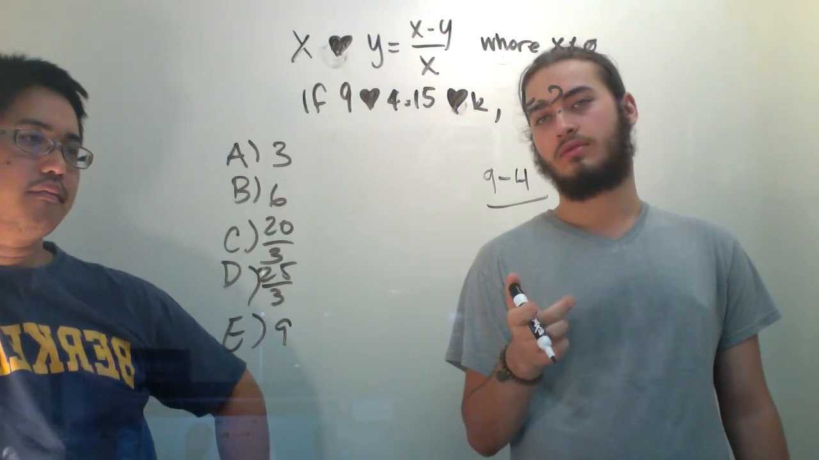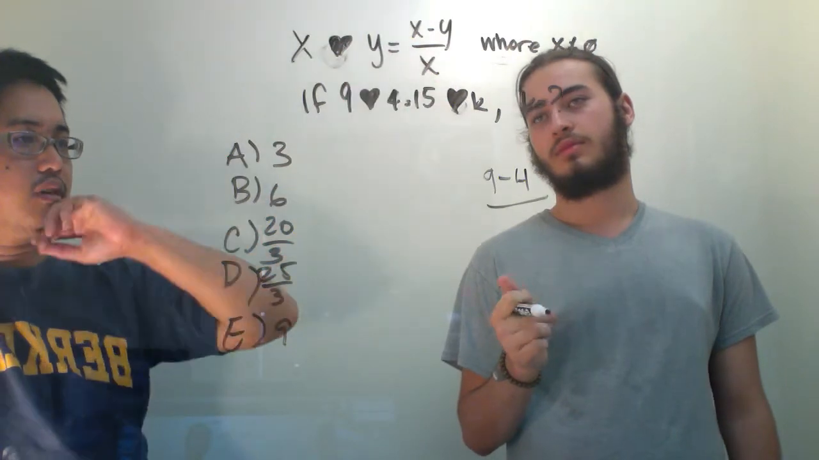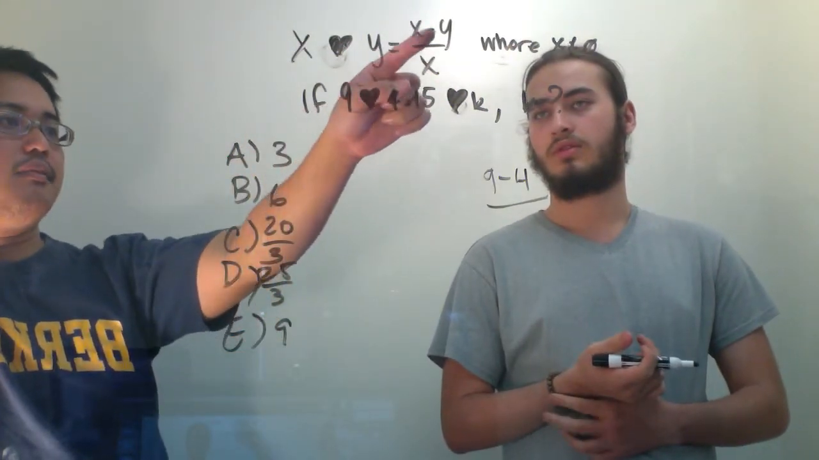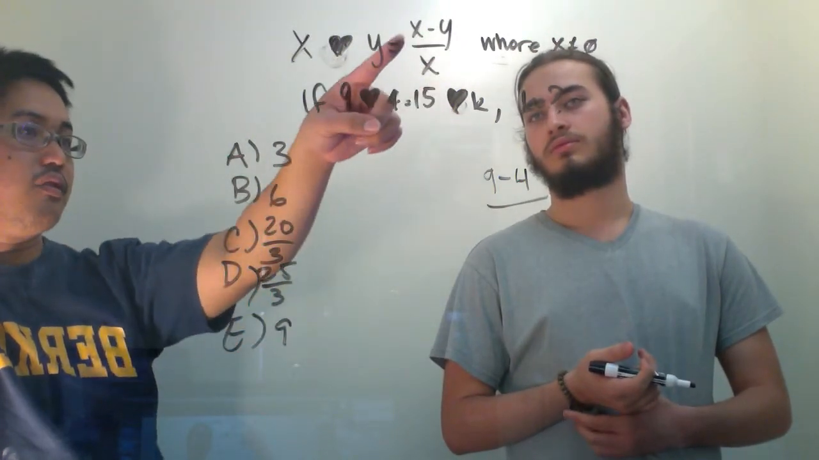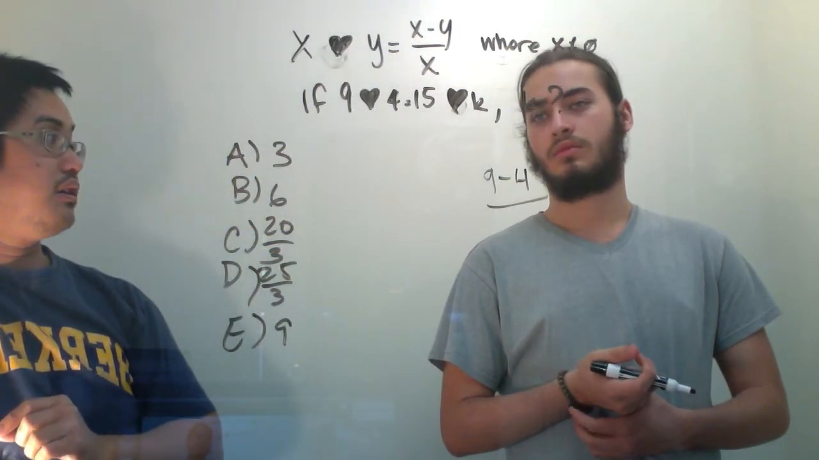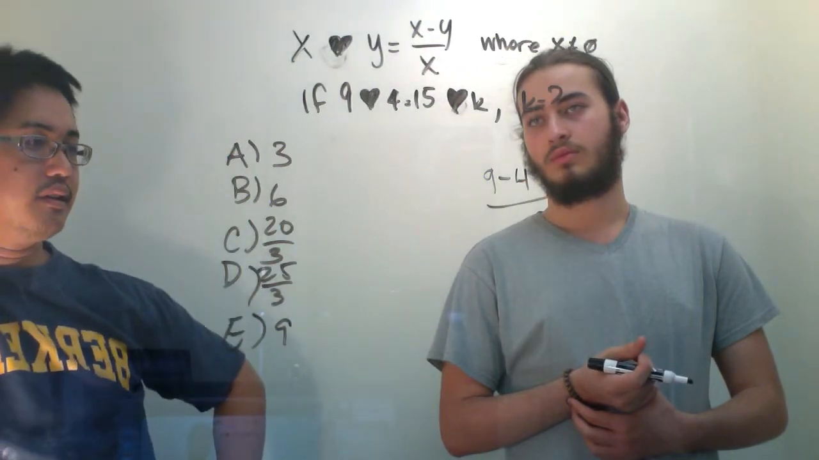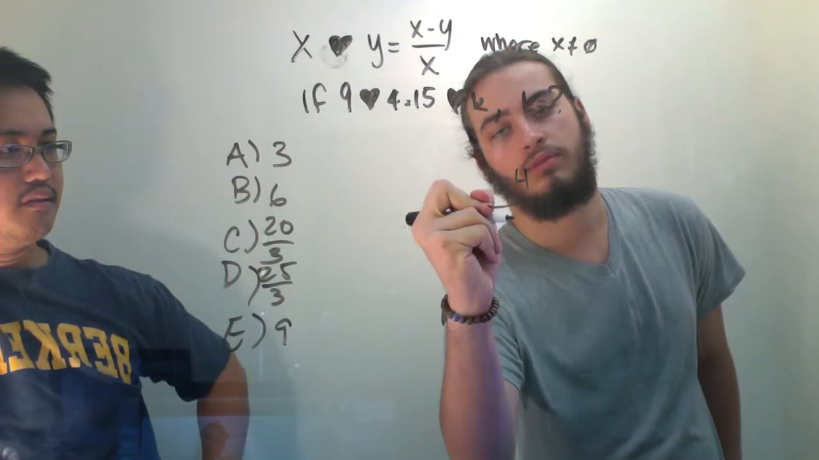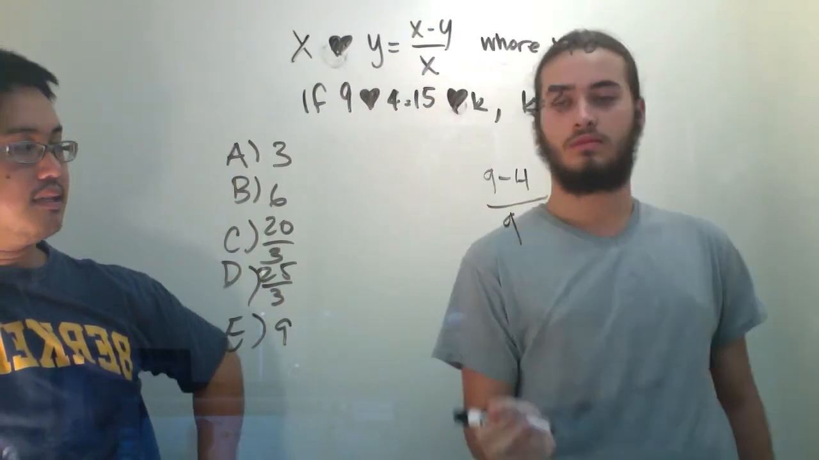Oh, I see. No, you're just considering the 9 minus 4. Remember, it's x minus y divided by x, or the first minus the second divided by the first, right? So you have the first minus the second, you need to put a divided by there. Does that make sense? Yeah.